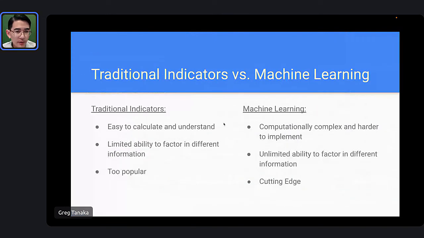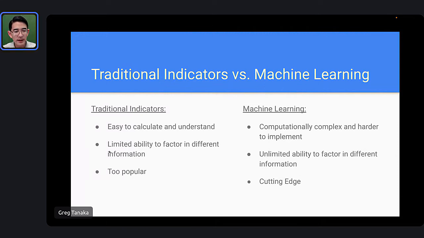Okay, so I talked about traditional indicators, and let me talk about machine learning. The best way to understand this is to contrast the two. Traditional indicators are really easy to calculate and understand. You could just use a calculator, or even do it by hand. So it's not hard to figure out what these indicators are, which is why people used them early on, because you didn't need a very powerful computer to compute them.